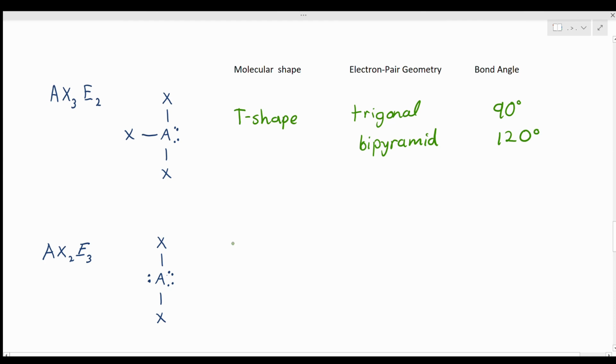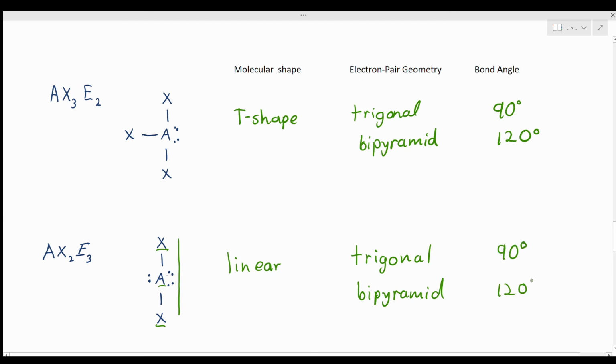Now we have AX2E3, so 1 central atom, 2 outer atoms, and 3 lone pairs around A. The molecular shape for this is going to be linear. See, there's a line here between X and A. And for electron pair geometry, we still have trigonal bipyramid. The bond angles for this are 90 degrees and 120 degrees.